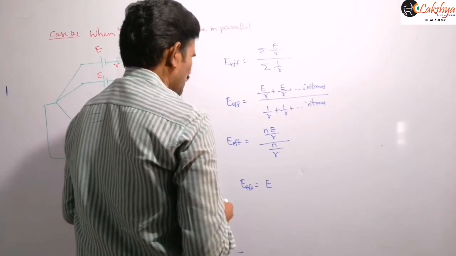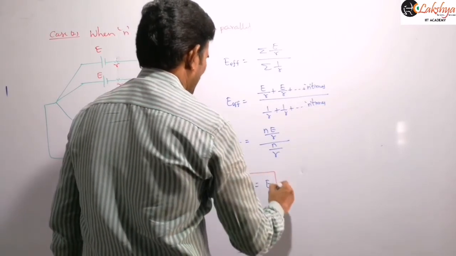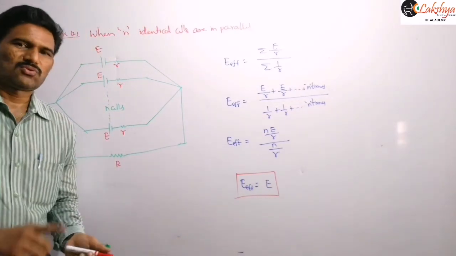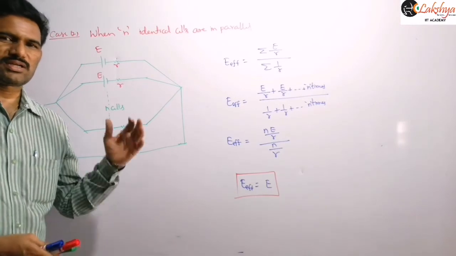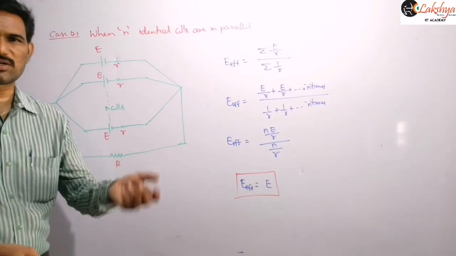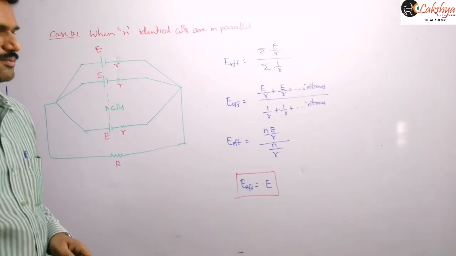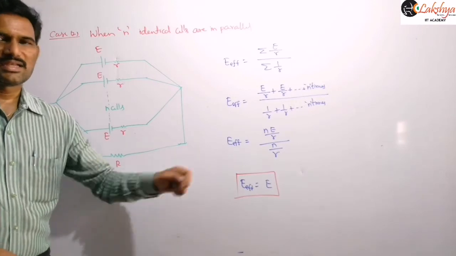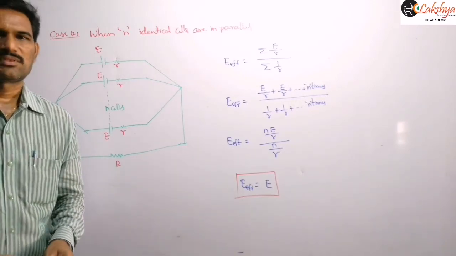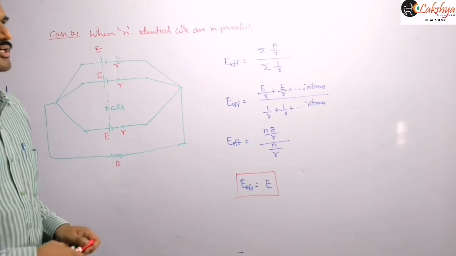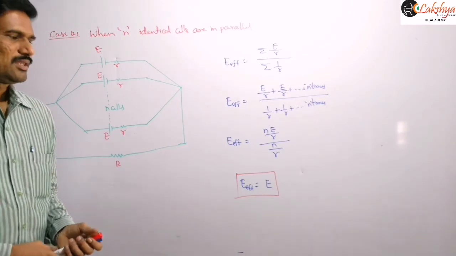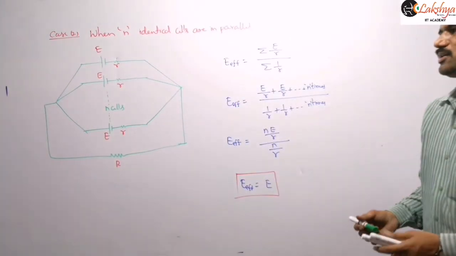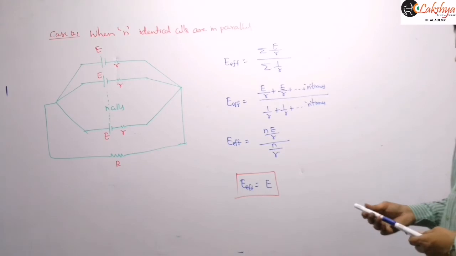That means what we can conclude is when n identical cells are connected in parallel, the effective EMF will be equal to the EMF of a single cell only. Whether you are connecting two cells or three cells or a single cell, you will get the same EMF only. So it is nothing but parallel combination here. So mention this point here: when n identical cells are connected in parallel, the effective EMF will be equal to the EMF of a single cell.